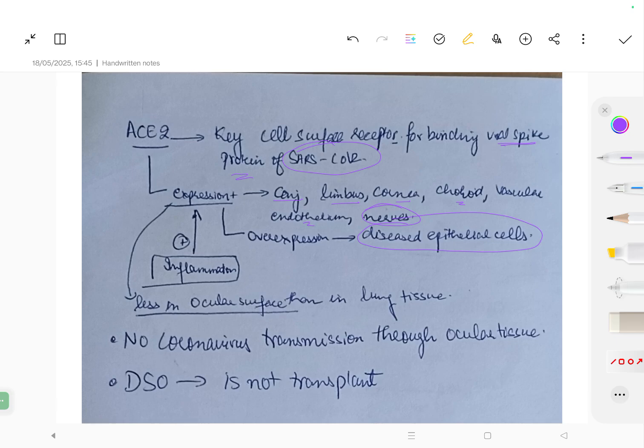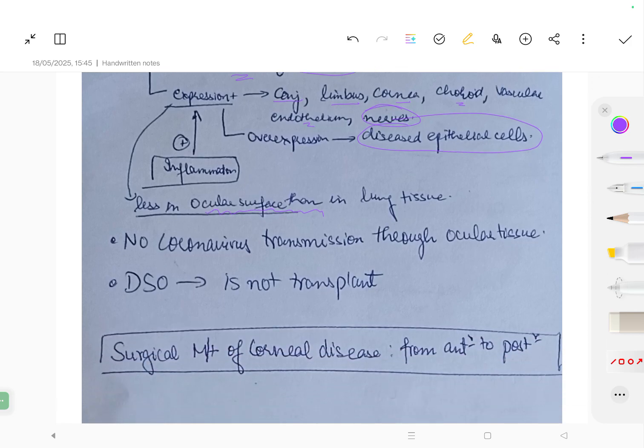But ACE2 receptors are less in the ocular surface than in the lung tissue, and no coronavirus transmission was found through the ocular tissue. Descemet stripping only is not a transplant and hence is not covered under the corneal transplantation procedures. Surgical management of corneal disease should be done from anterior to posterior, and if it fails, then we have to go for PKP.